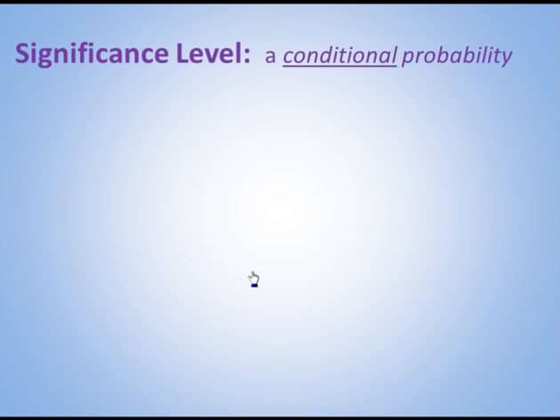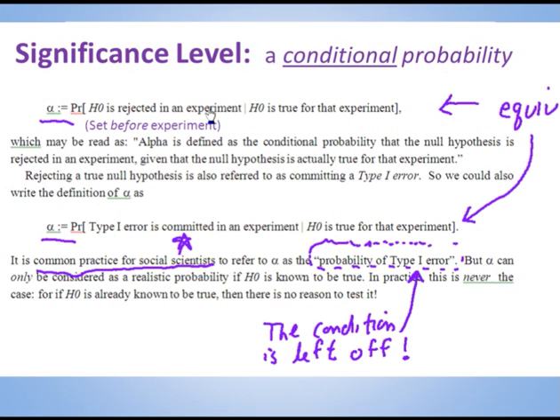Okay. So let me start with the concept of significance level. Significance level is a conditional probability. Okay, so this is from our paper. The significance level is the probability that a null hypothesis is rejected in an experiment, given that the null hypothesis is true for that experiment. Now, the significance level is set before the experiment.